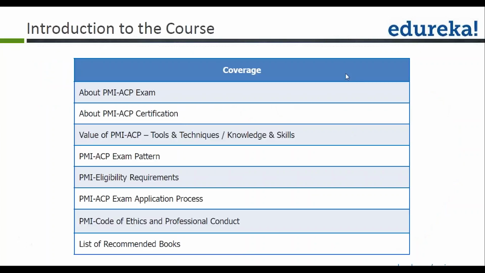Okay, so let's first try to understand PMI-ACP certification and what this certification is all about. What is the value of PMI-ACP certification? The exam pattern. What is the eligibility criteria? How do I check whether I am eligible to give this exam or not? What is the PMI-ACP exam application process? The PMI code of ethics and professional conduct. And just now you asked me a question about recommended books. Yes, we do have a list of recommended books which are required for the exam.